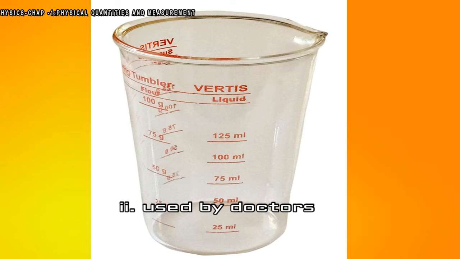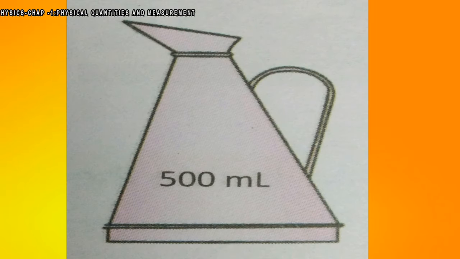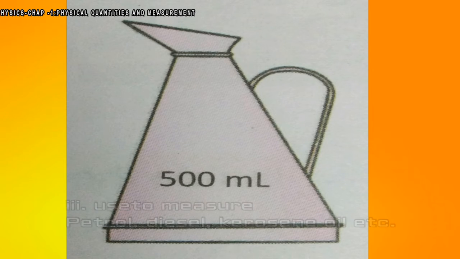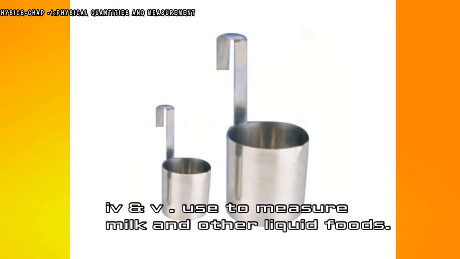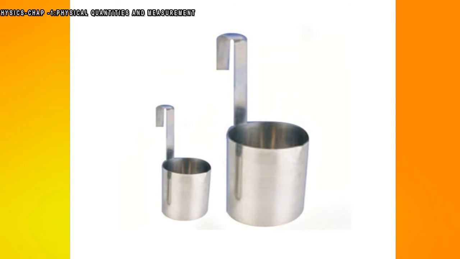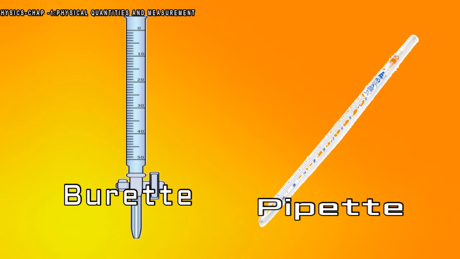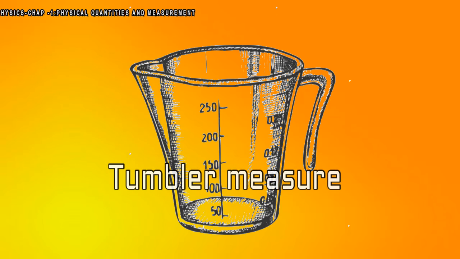The second device is used by doctors to measure liquid medicine. The third device is used to measure petrol, diesel, kerosene oil, etc. Devices 4 and 5 are generally used for measuring milk and other liquid foods. The following are also measuring devices like pipette and burette, which are used in chemistry laboratories. A tumbler measure is used by a chemist in a dispensary.